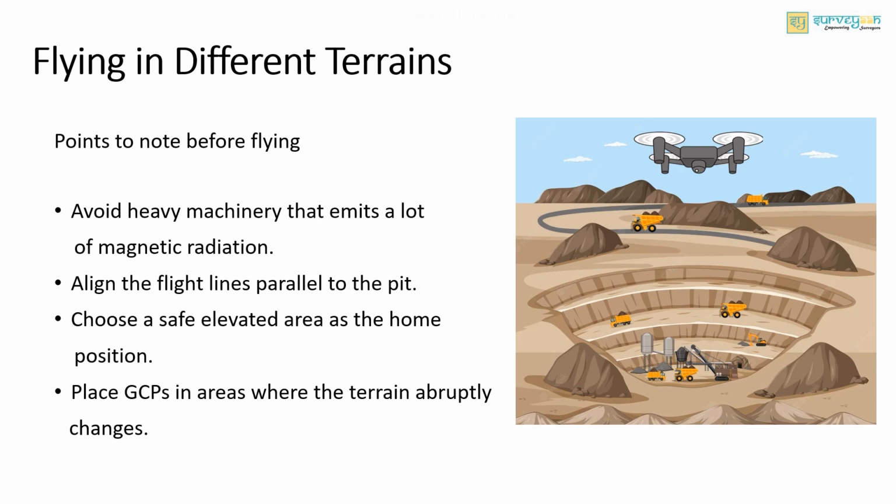Before flying in the mine, there are some points to be noted. Avoid heavy machinery that emits lots of radiation. Always align the flight lines parallel to the pit. Choose a safe elevated area as the home position. And lastly, place the GCPs in areas where the terrain changes abruptly.